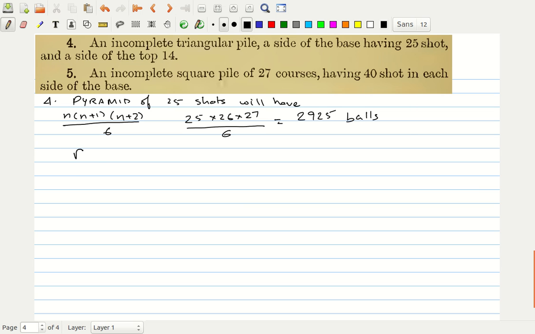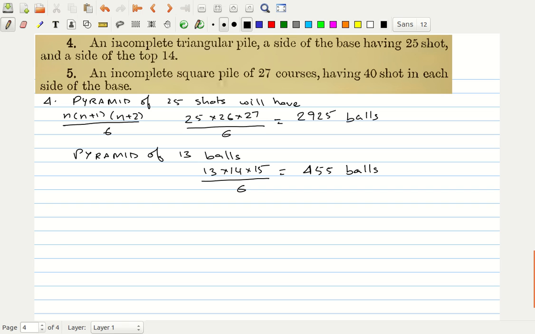Now how many balls will be there in pyramid of 13 balls? This will be 13 times 14 times 15 divided by 6, and this will be equal to 13 times 14 times 15 divided by 6 is equal to 455 balls.